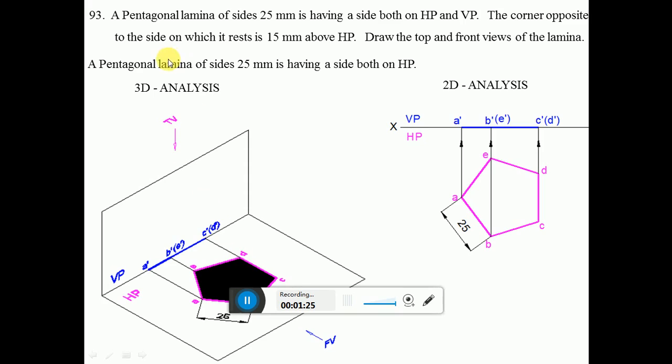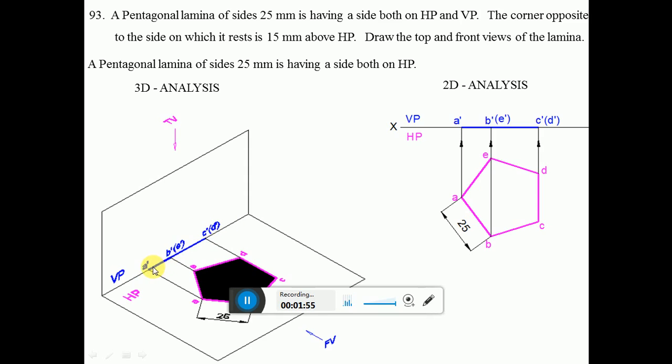So in the first position, I have considered a pentagonal lamina of size 25 mm having a side on HP. Since it is on HP, you make that side, which has to be on HP, perpendicular to VP, because that is the one where you are going to get a point in the front view. And here you are also getting a point, but it is a corner, wherein you are going to have only one point for a corner; 2 points will be for a side.